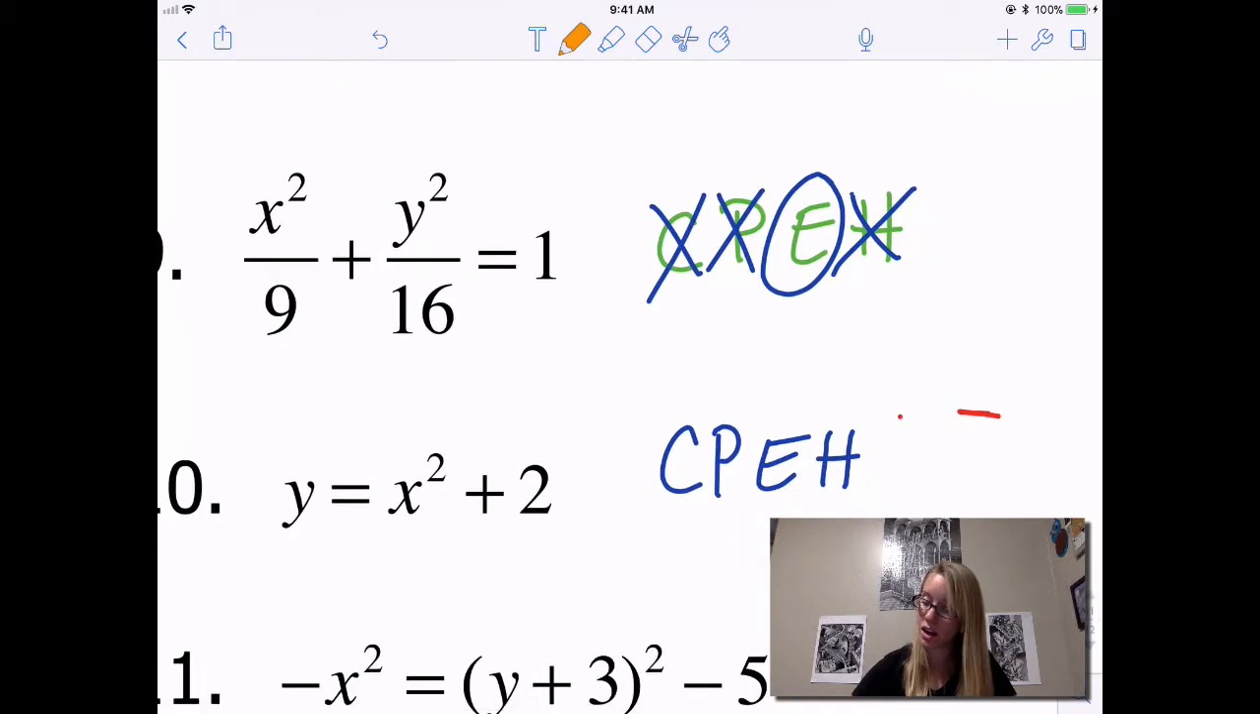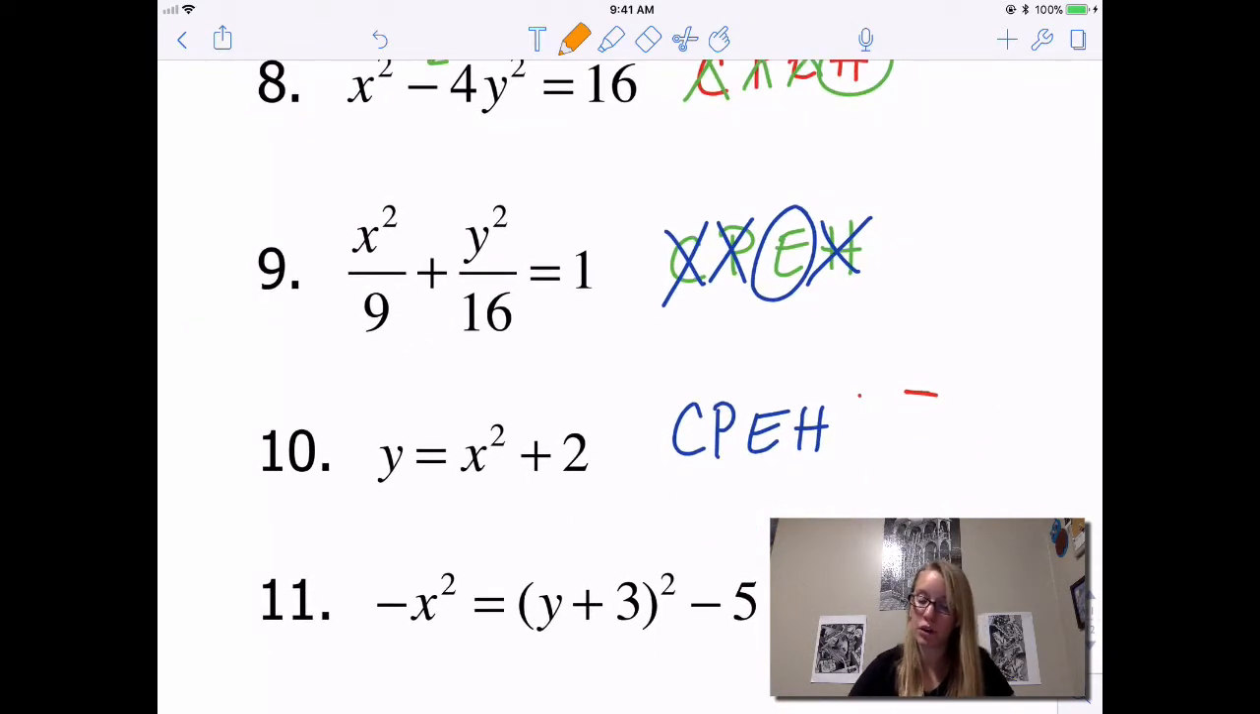Okay, number 10, y equals x squared plus 2. Notice y does not have a squared. All of my circles, ellipses, and hyperbolas have both things squared. These are the ones where right away I see that that's a parabola.